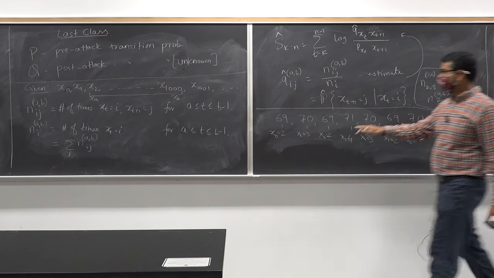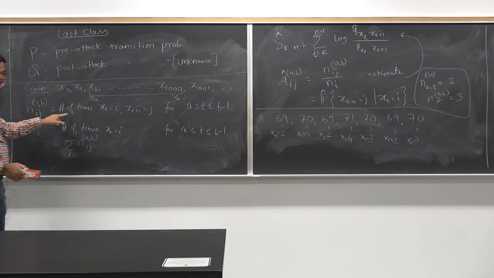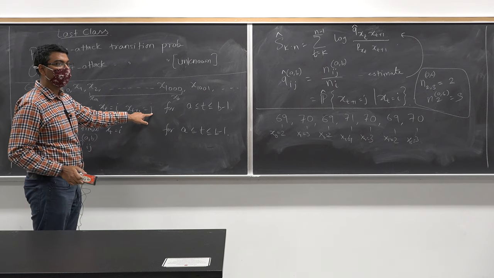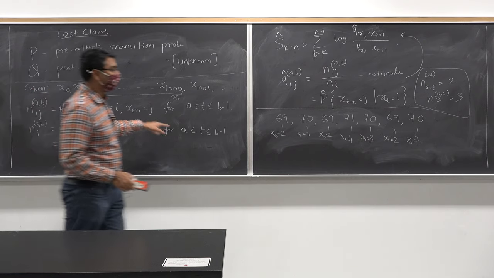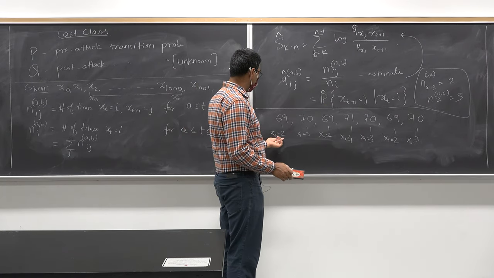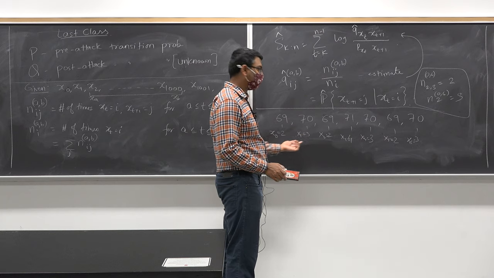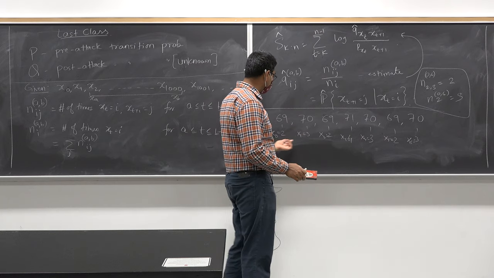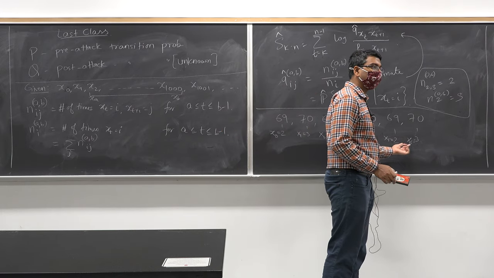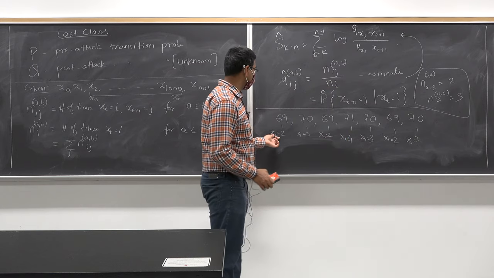So 2, 3 is the number of times. So let's look at this. nij is the number of times xt equals i and xt plus 1 equals j. So 2, 3 is the number of times the first state is 2 and the successive state is 3. So I see it once here, this is 2 and 3, and then I see it again, 2 and 3. So there are 2 times when that happened in the interval 0 to 6.